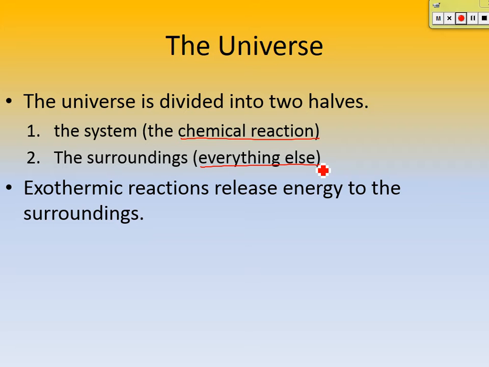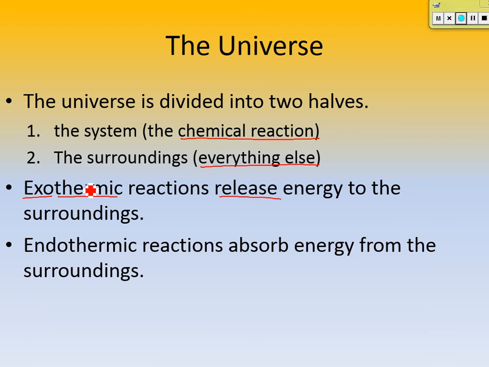This is good review. Exothermic reactions release energy to the surroundings. So energy is leaving the system and going into the surroundings. That's why it's called exo, which means exit heat. There's endothermic. Endo means enter. Again, thermic means heat. If heat is entering, then it's being absorbed from the surroundings. So it's coming into the system.